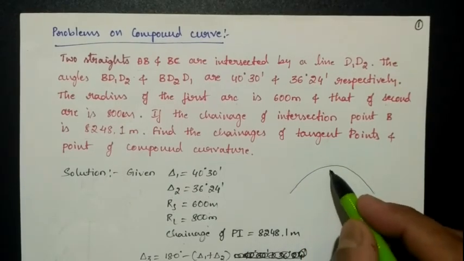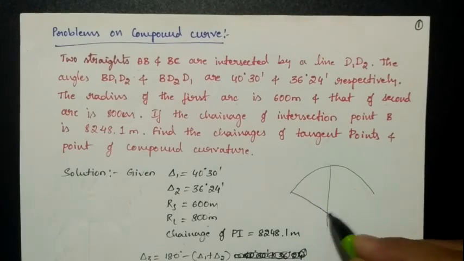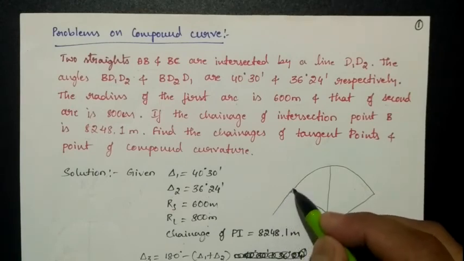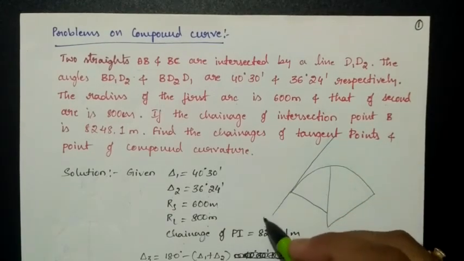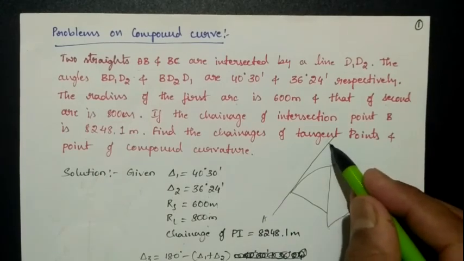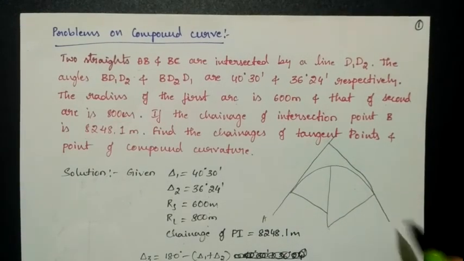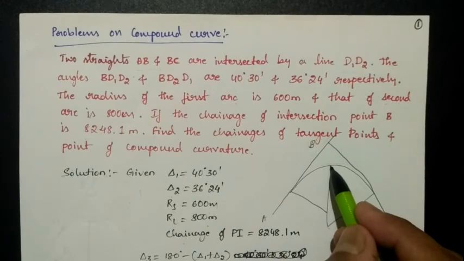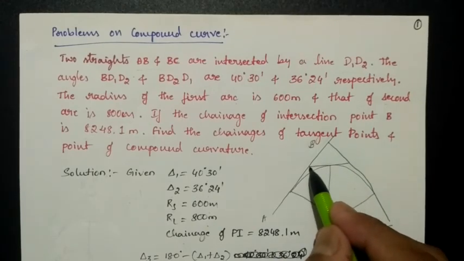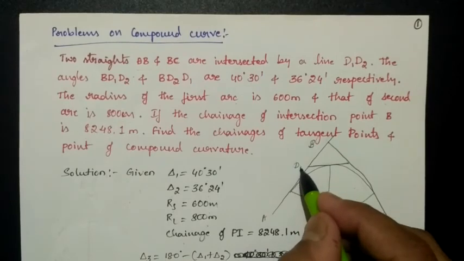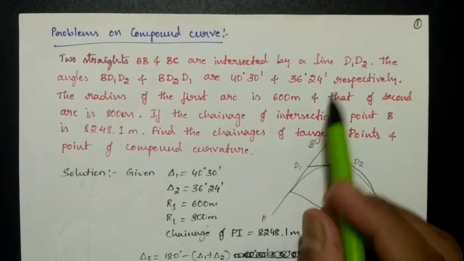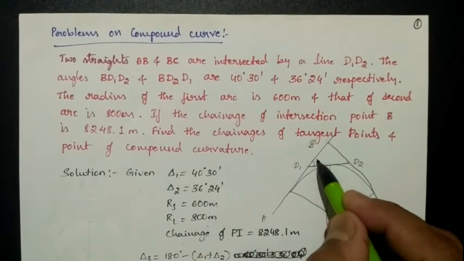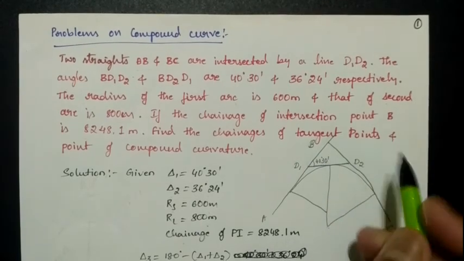This is a compound curve having two arcs. The first straight A and this is the second straight, which are intersected at B point. Then these two straights are intersected by a line D1D2. Then the angle BD1D2, it is about 40 degree 30 minutes.